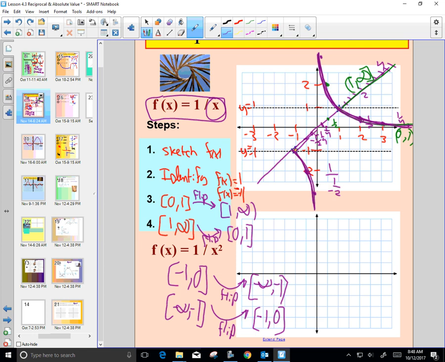And then we do the same thing. Here's the negative 2. 1 over negative 2 is negative 1/2. 1 over negative 4 is going to be negative 1/4. So you can see that coming here. And remember we talked about the butterfly? That's the reciprocal graph.